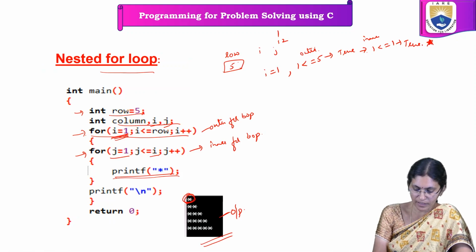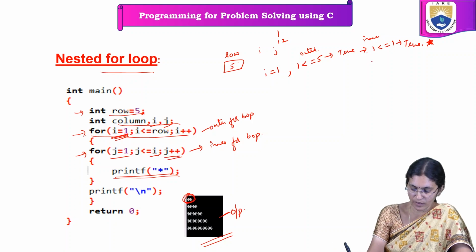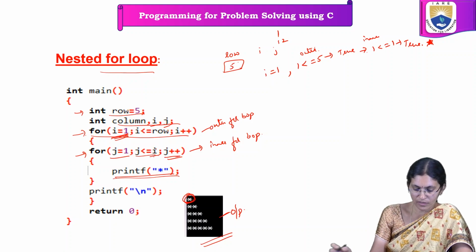After that, the j value will be incremented by 1, so j is equal to 2 now. It will check the condition 2 is less than or equal to 1, so that becomes false. When it is false, control is transferred out of the inner for loop. After printing one asterisk symbol, the cursor will move to the next line because of the printf statement in the outer for loop.